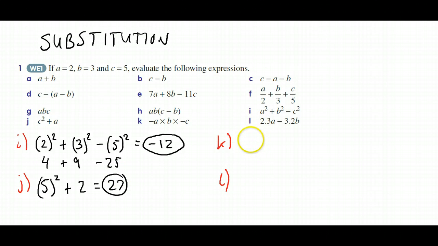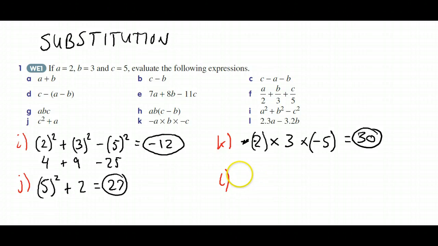For k we've got minus a, which is minus 2, times b, which is 3. I'll put that 2 in brackets there, and then times negative c, and c is 5. I could put this negative inside the brackets here too. It wouldn't make any difference to the outcome. So negative 2 times 3 is negative 6, and then negative 6 times negative 5 is 30.